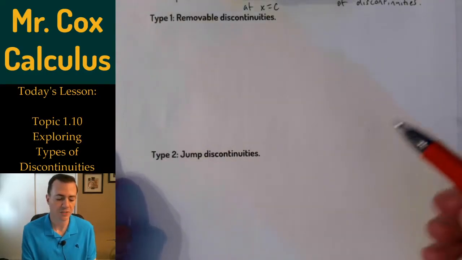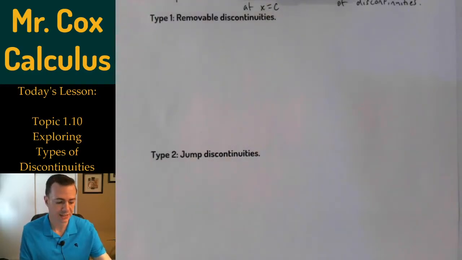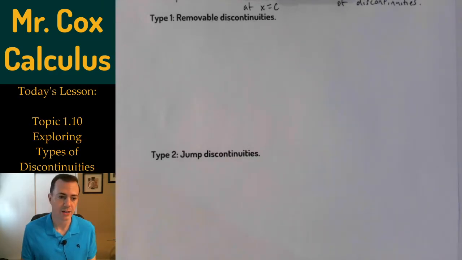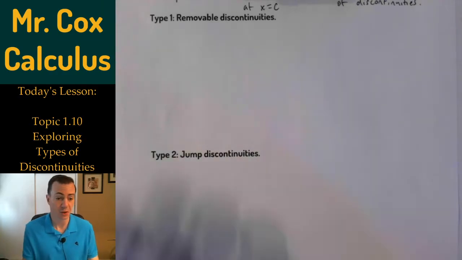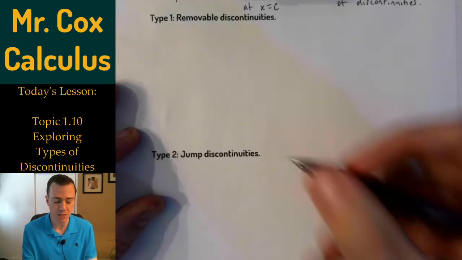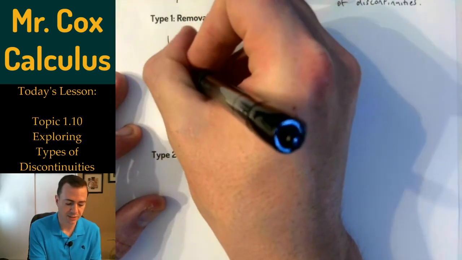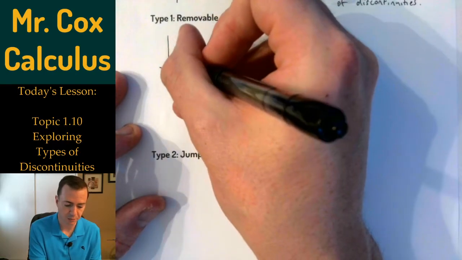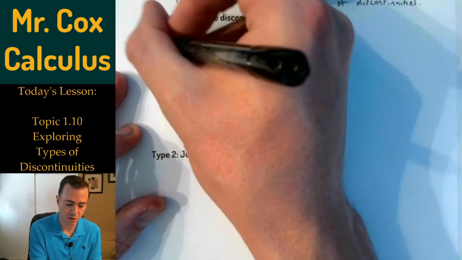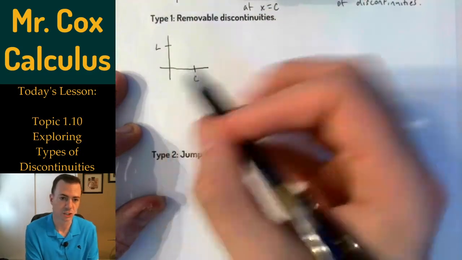The first type of discontinuity that we want to look at is a removable discontinuity. You used to call this a hole in the graph, but now you need to formalize your vocabulary and refer to it as a removable discontinuity. So again, let's take a look at our just generic graph here.